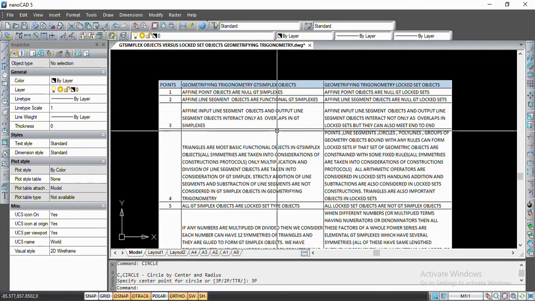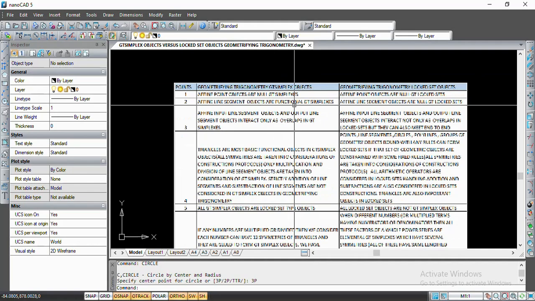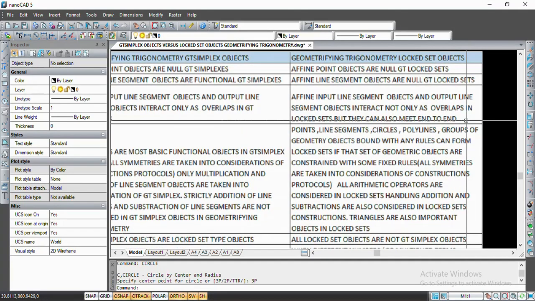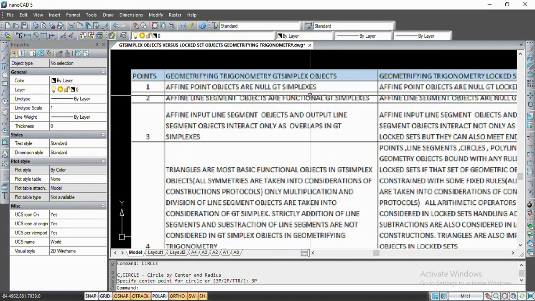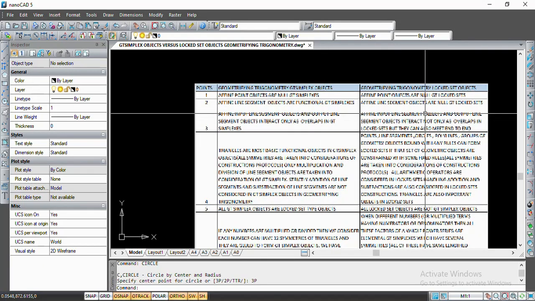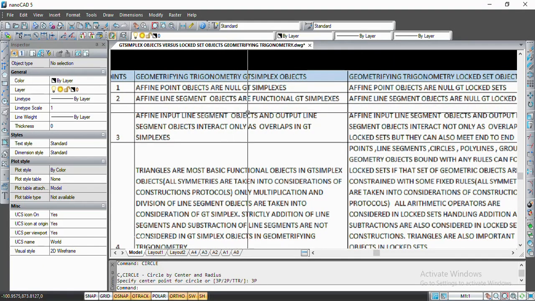Now I should explain simply some points on the differences between the geometrifying trigonometry Gtsimplex objects and geometrifying trigonometry locked set objects. On the left side, the Gtsimplex objects are discussed. On the right side, the locked set objects are discussed. Point number 1 says that affine point objects are null Gtsimplexes. That is, the point objects. The affine point objects are not the main objects of geometrifying trigonometry. Point objects are helpful for theorem designing. Point objects are helpful for gluing in the locked sets, but those are not very important things in Gtsimplex construction.